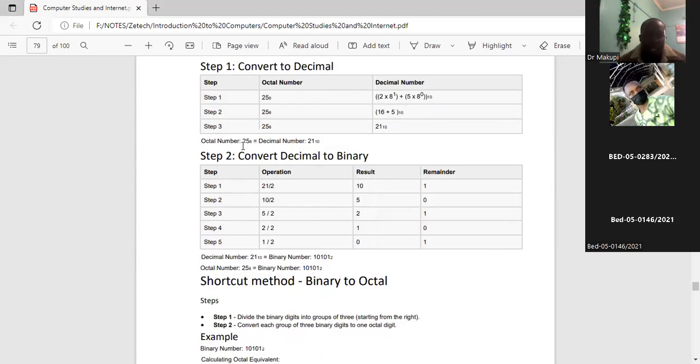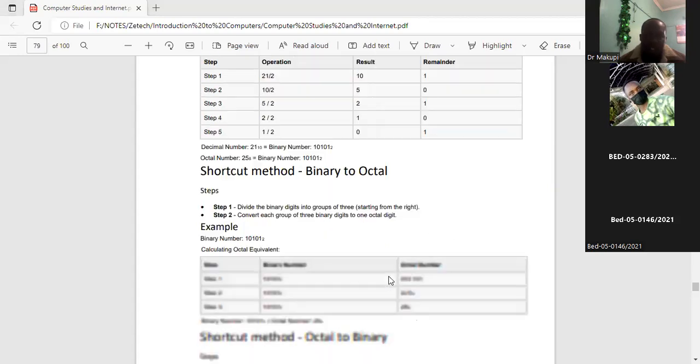Again, you're given a number 25 base 8. Of course, this is equal to 21. You have been given 21 base 10. Can you convert this to binary? That's what we did in our example. You just divide by 2, then whatever remains forms the binary number 101010. So I have said once and again, remainders form the binary number.